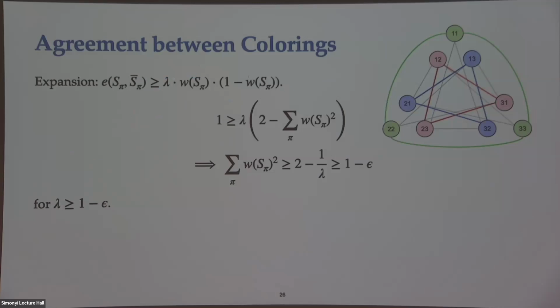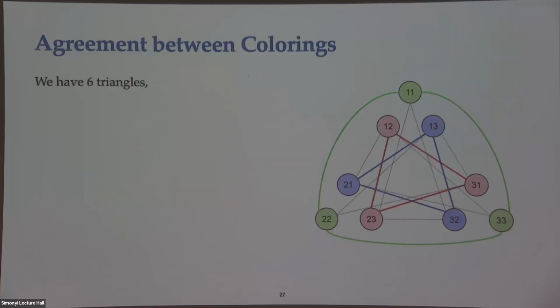So now what do we know? We have 6 triangles, so think of this as 6 variables. For these variables, three of them must sum up to 1. And then we know that their sum of squares is at least 1 minus epsilon. So basically these are equalities and inequalities that are applied to the 9 vertex graph here.